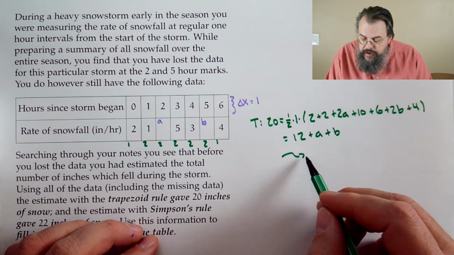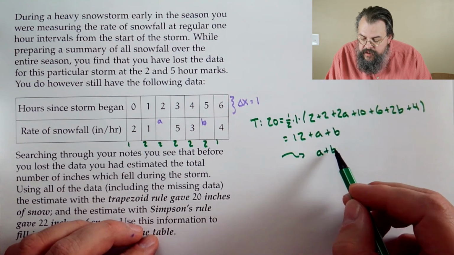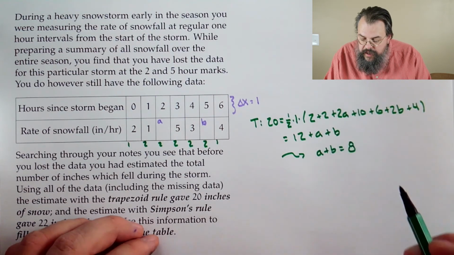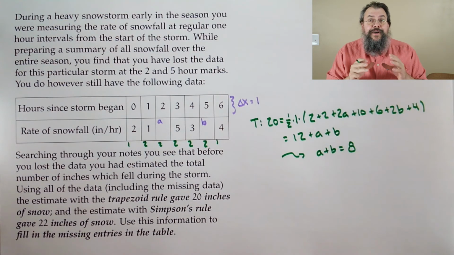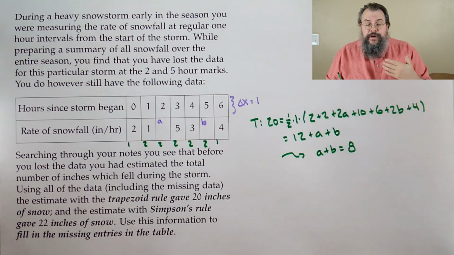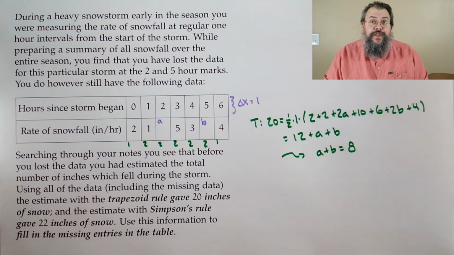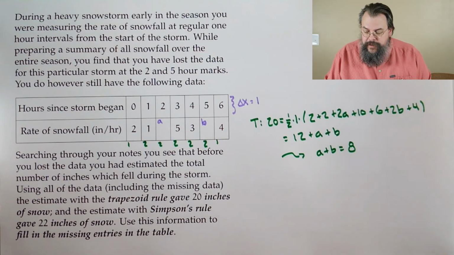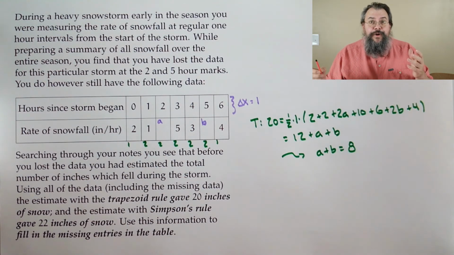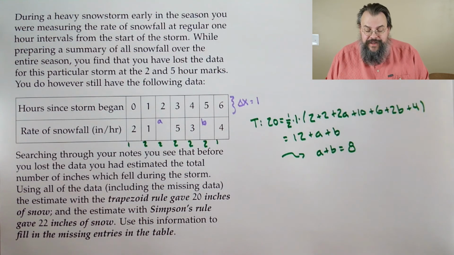Or if we put it another way, a plus b should equal 8. So that says that we don't know what a and b are individually, but based off of the trapezoid rule, we know if you add them together, you should get 8 out. Well, that's good, but we need more. Well, we have more. Simpson's rule, right?